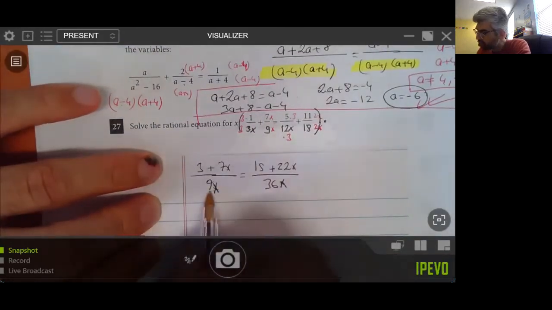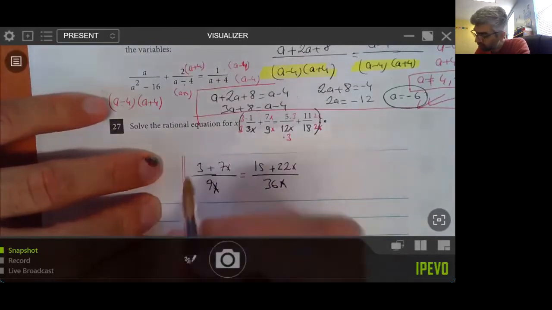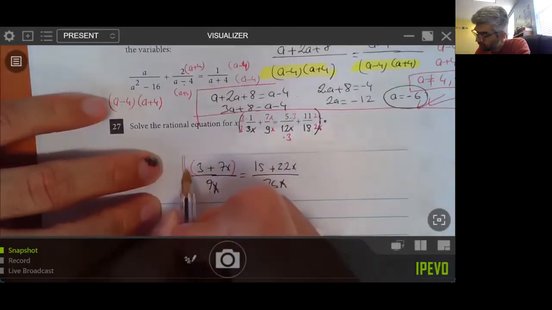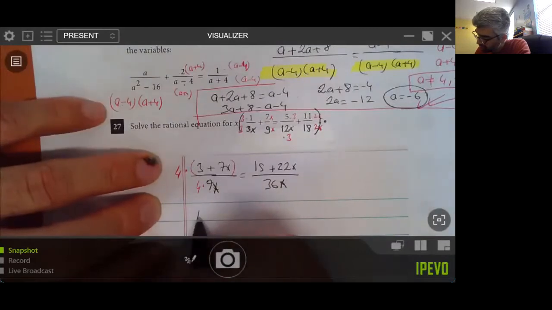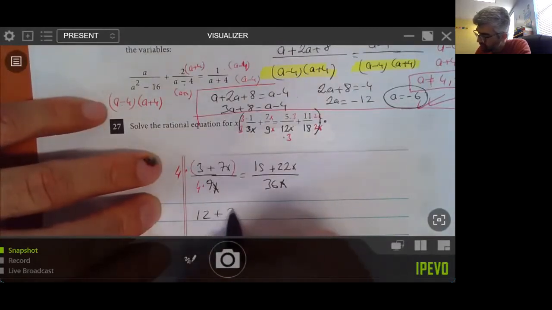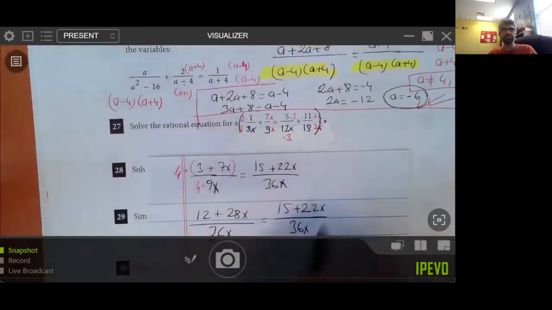So 9x, 36x, still my aim is to get common denominators, make the denominators equal. I multiply the first one, the fraction on the left side, by 4. So I have 12 plus 28x over 36x equals 15 plus 22x over 36x. Yes, guys.